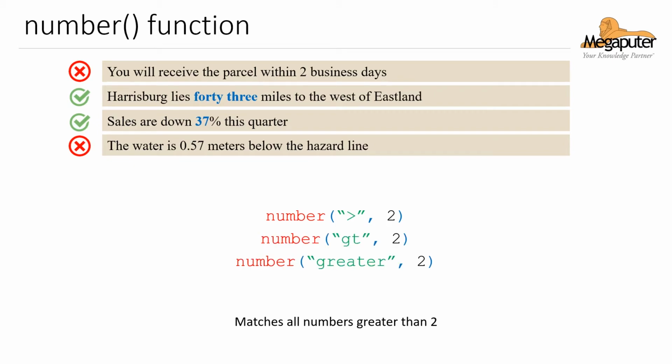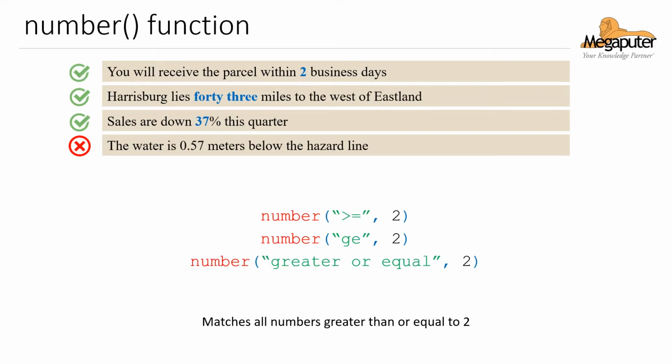Now, there are some alternative ways of writing the same function to match numbers greater than 2, besides using the greater than sign. GT, or greater, can also be substituted as the first argument to mean the same thing. Let's now consider how we would indicate the greater than or equal to restriction for the number function. For example, to match numbers greater than or equal to 2, we need to change the first parameter to the greater than or equal sign, or GE, or greater or equal.